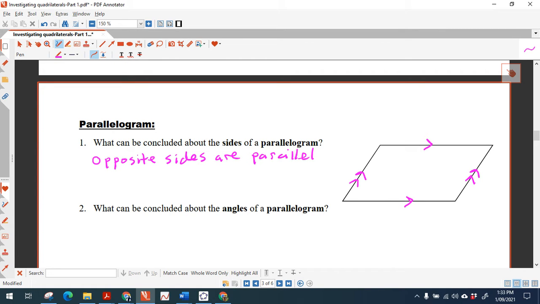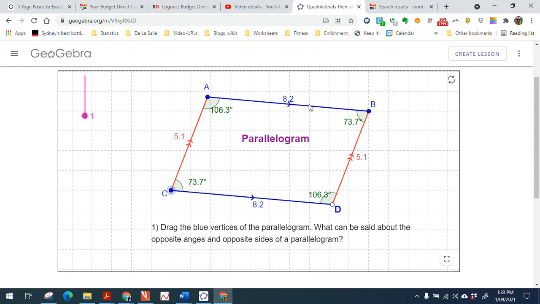Opposite sides are parallel. Okay, and not only are they parallel, have a look. See the blue sides here? You've got 8.2 and 8.2, so the opposite sides are also equal in length. And look at this, the two red sides, 5.1 and 5.1, they're also equal in length.